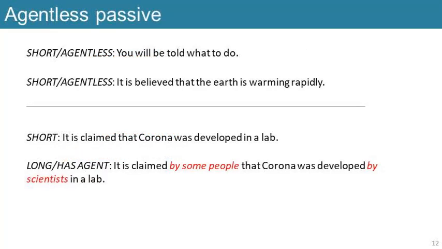Agentless passive is the term for a passive construction that does not name the agent. For example, you will be told what to do. Or, it is believed that the earth is warming rapidly. Studies have shown that the agentless or short passive is much more common than the long passive with the by prepositional phrase. Here are equivalent short and long passives. It is claimed, by some people, that corona was developed by scientists in a lab.